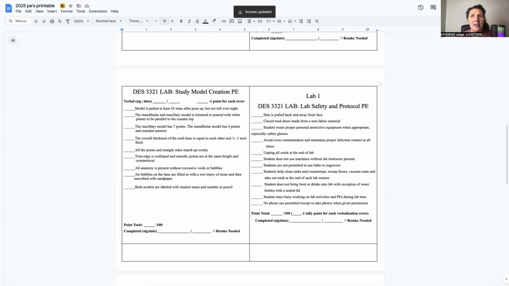So just a reminder, next time that you come to lab, let me pull up your PEs really quick. You are going to be mixing a zinc oxide eugenol. That was the one where we rolled it into a little ball. So also when we come to lab and mix it, we're going to do that same thing where we roll it into a little ball. So we'll look at that momentarily.